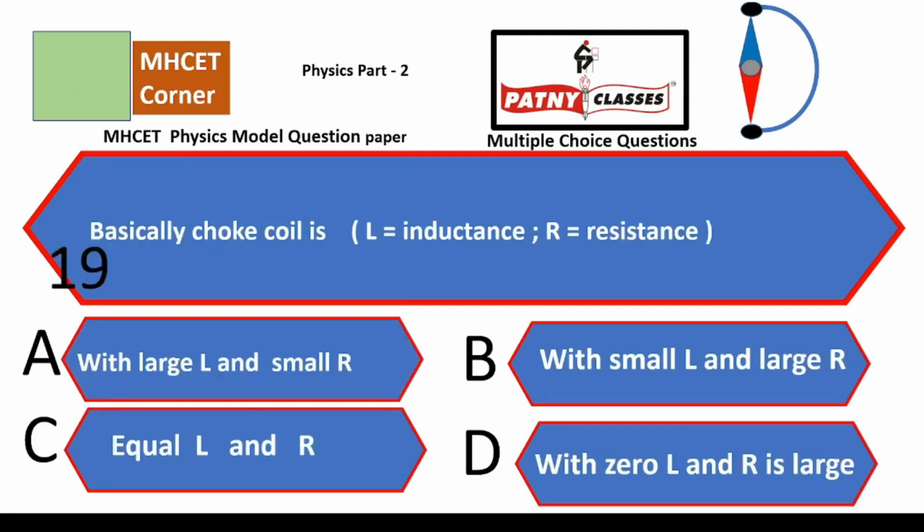Question number 19. Basically, a choke coil is where L equals inductance and R is resistance. Option A, with large L and small r. Option B, with small l and large r. Option C, equal L and r. Option D, with 0 L and r is large.